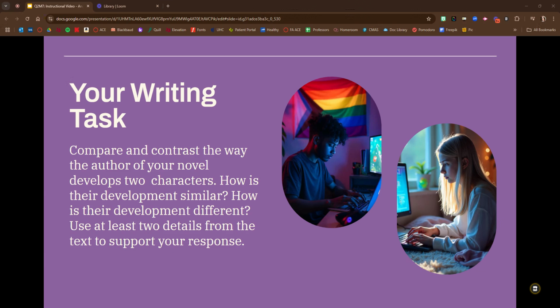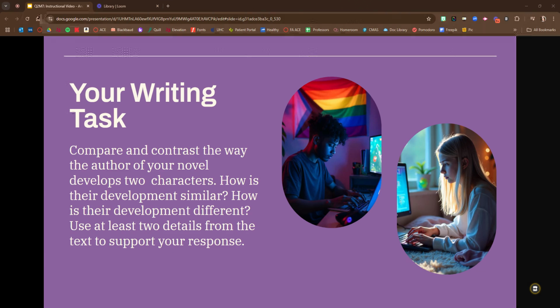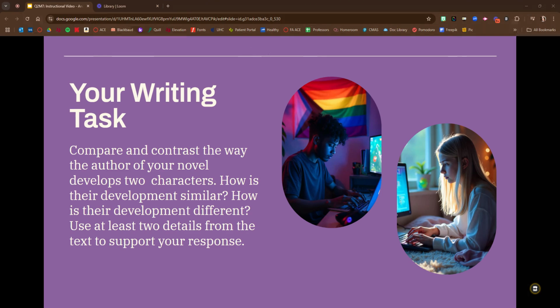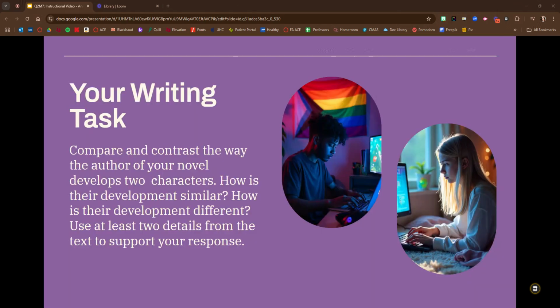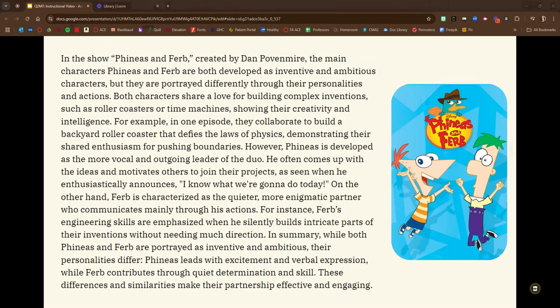Okay. We've talked about what is character development. We've seen an example of character development. We've talked about structure, but now I want to show you it as well. But I'm not going to use one of the books because that just feels unfair for the other authors. So this is an example of my response to that question using Phineas and Ferb.